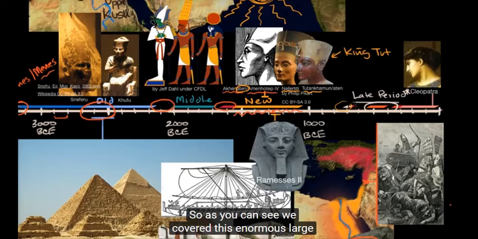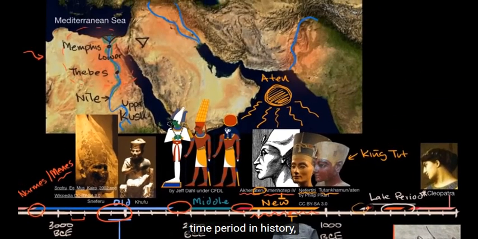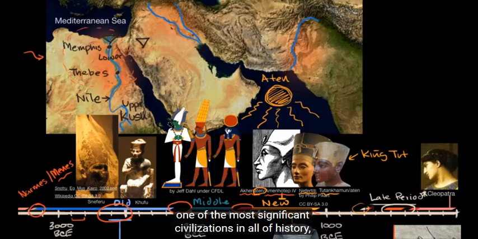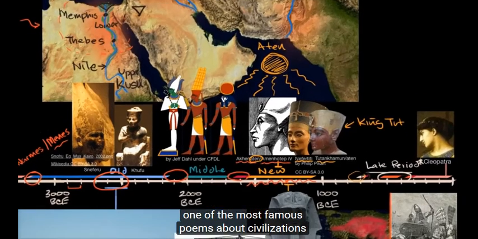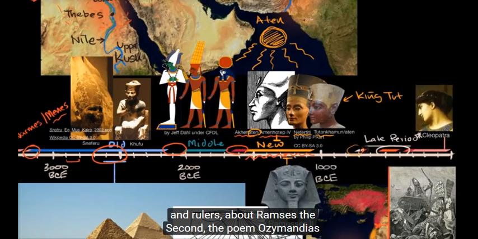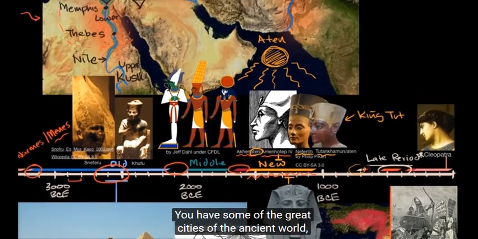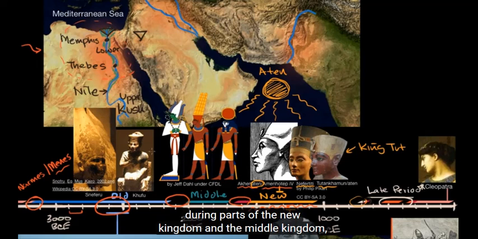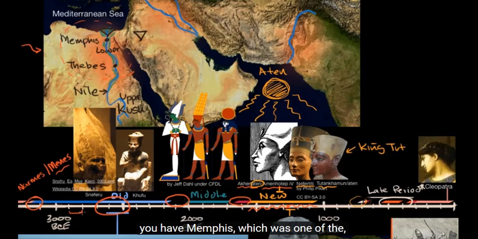So as you can see, we covered this enormous, large time period in history, one of the most significant civilizations in all of history, one of the most famous poems about civilizations and rulers, about Ramses II. The poem Ozymandias was named after him. You have some of the great cities of the ancient world, Thebes, which was the capital during parts of the New Kingdom and the Middle Kingdom. You have Memphis, which was, some people say, founded by Menes, and the capital of the Old Kingdom. These were all happening in ancient Egypt.